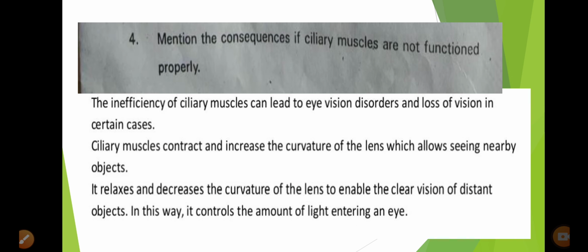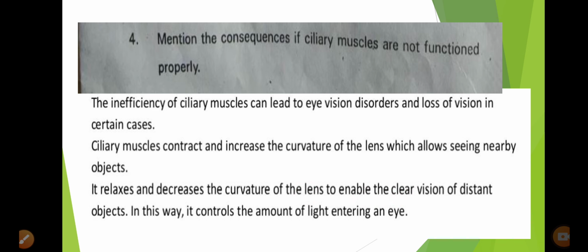Next question, mention the consequences if ciliary muscles are not functioning properly. So already we know what the ciliary muscles are. The ciliary muscles are used to increase or decrease the focal length of the eye lens. They contract and increase the curvature of the lens, which allows seeing nearby objects. They relax and decrease the curvature of the lens to enable clear vision of a distant object.